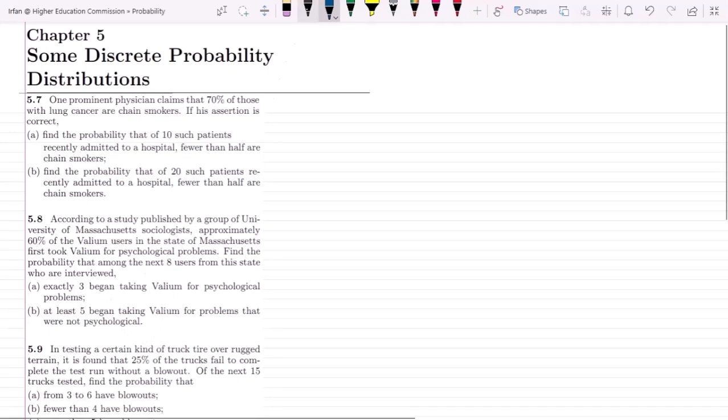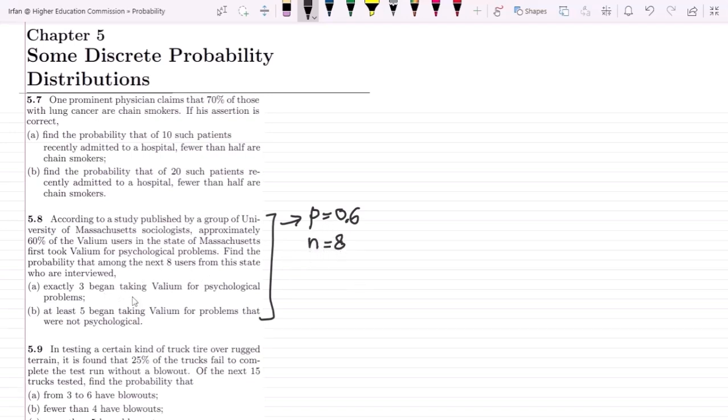Okay, so first of all you have to see what is the probability that the Valium users were using the Valium for psychological problems, and that is basically 60%, which is 0.6. Okay, and the total number of users which have been used for the trials is basically 8, so n will be equal to 8. So for part A, we have to see that exactly 3 began taking Valium for psychological problems. So I want to find the probability that k is equal to 3.